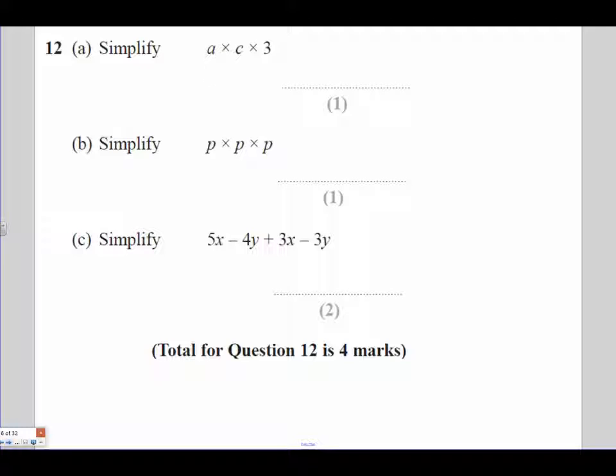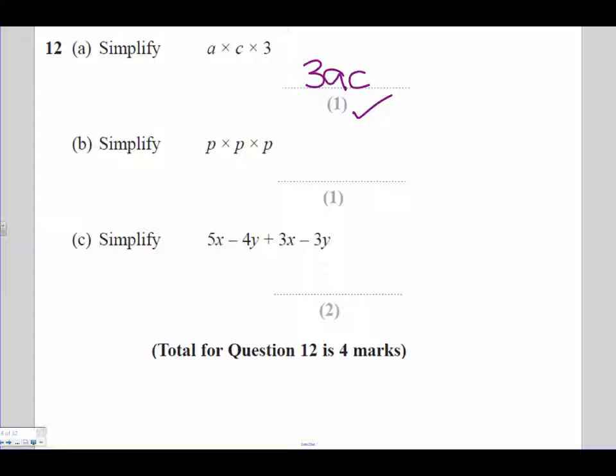Question 12 is about algebra. The first part is to simplify a times c times 3. So in algebra, when you're multiplying, you can put the numbers and letters together. However, there is an order. Numbers need to come first, so we need 3, then the letters in alphabetical order, A and then C. So A times C times 3 would be 3AC for the 1 mark, and they have to be in that order.